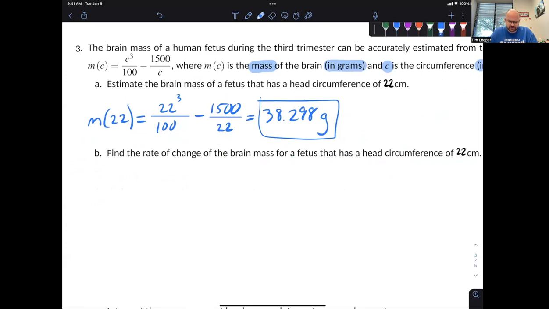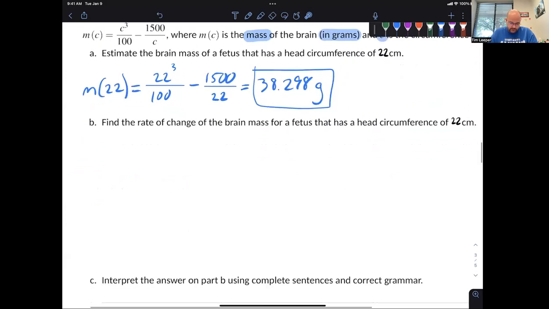Let's look at B. Actually, this may be correct, come to think of it, probably. So we'll go on.